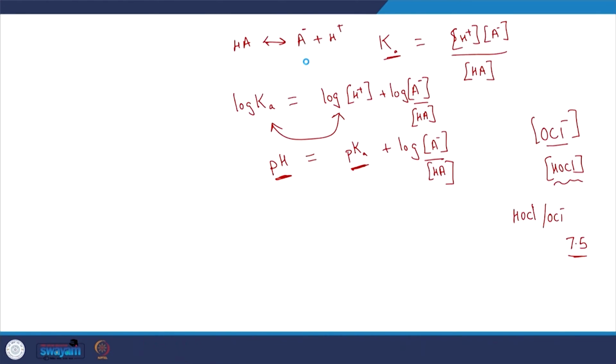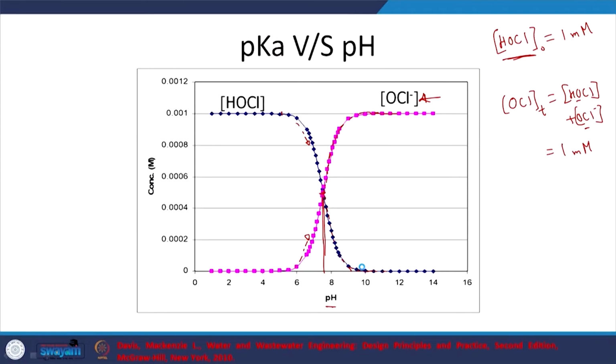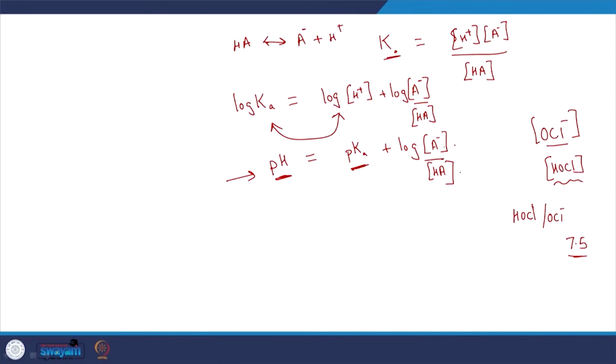This equation that we derived earlier is called the Henderson-Hasselbalch equation. First things first, when is the concentration of A minus and HA going to be equal? As in, what is the point at which the concentration of HOCl was equal to the concentration of OCl minus? As you can see here, the only time when A minus will be equal to HA is when pH is equal to pKa.